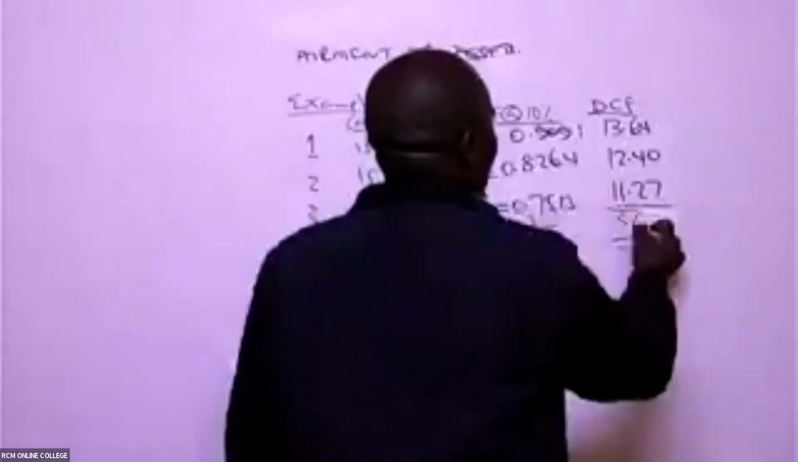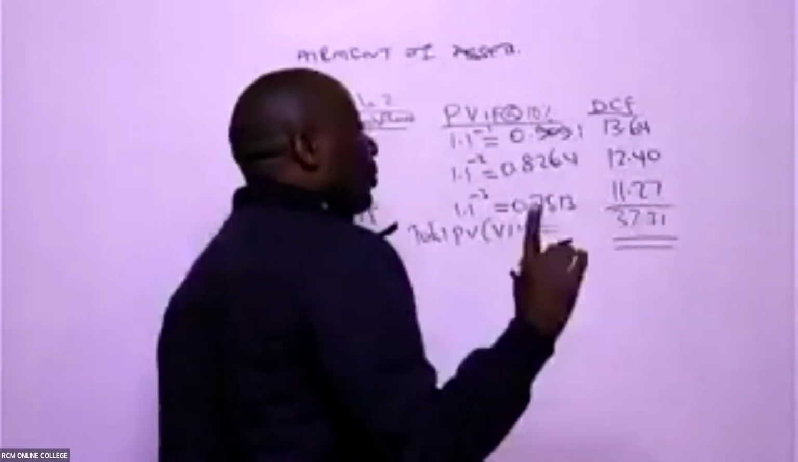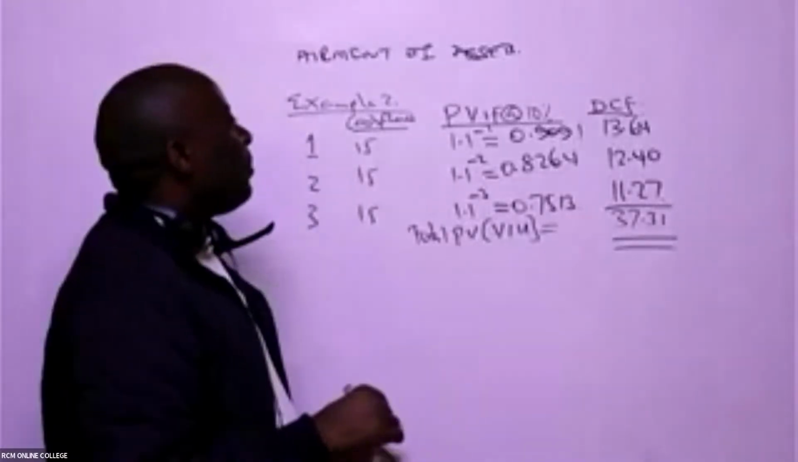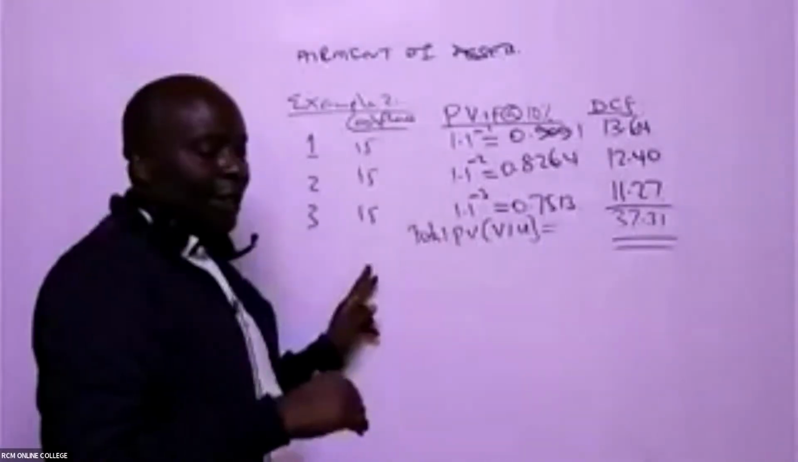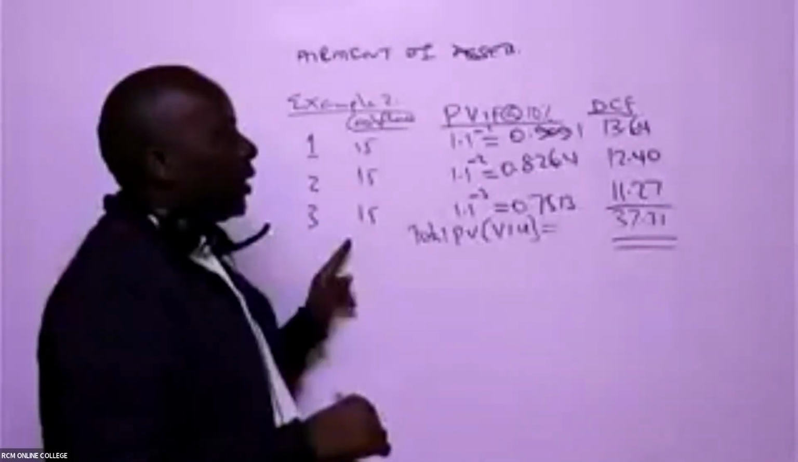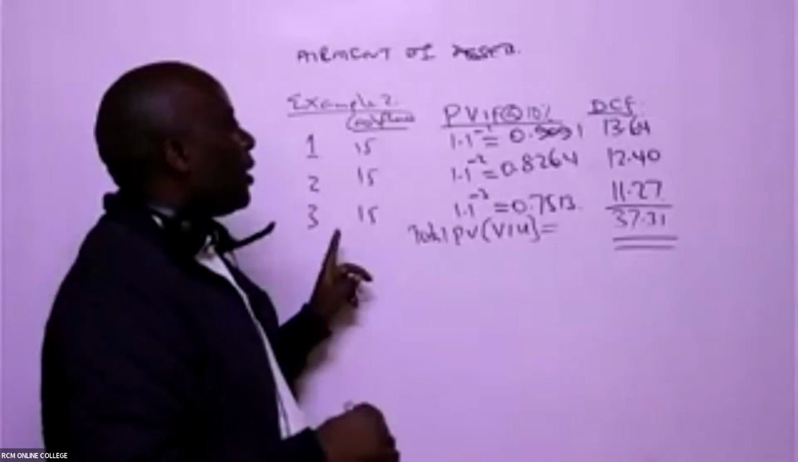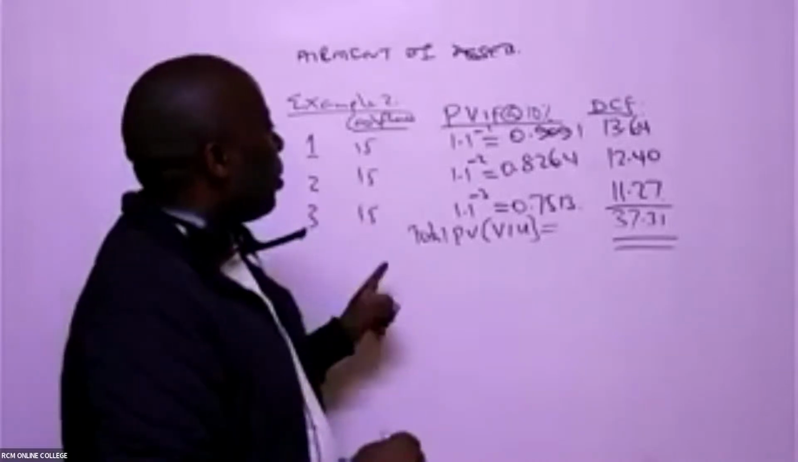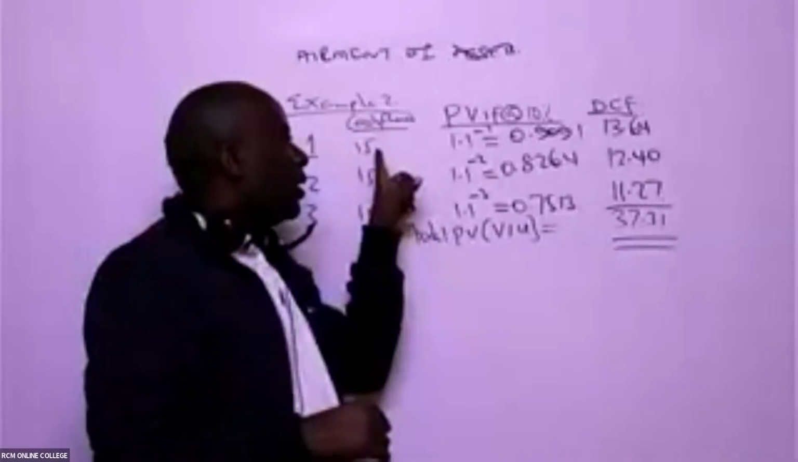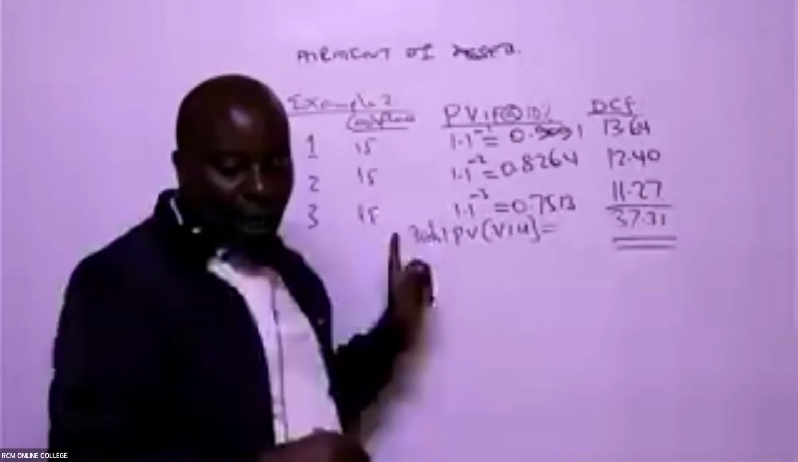It is 37.31. So people like Monica have been able to know something very important: Mwalimu, this is an annuity. Why? Because of regularity. And this is only possible because these cash flows are very, very few.